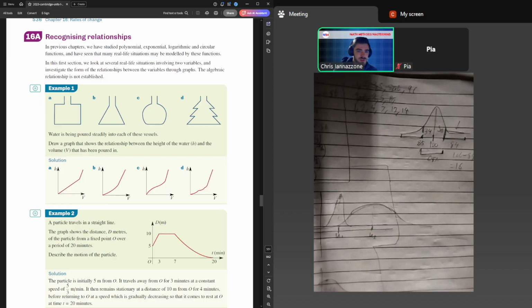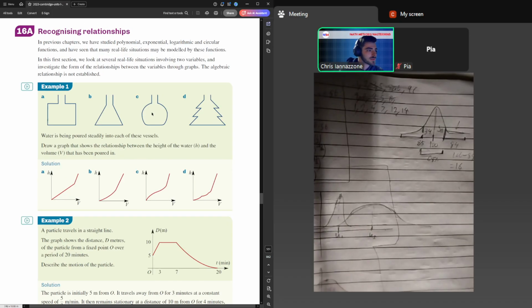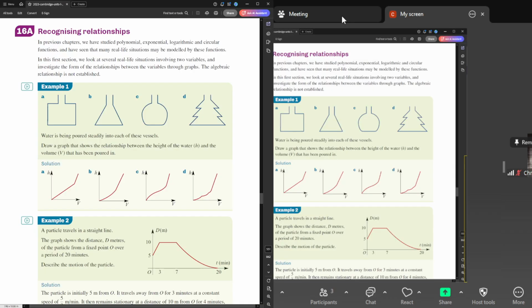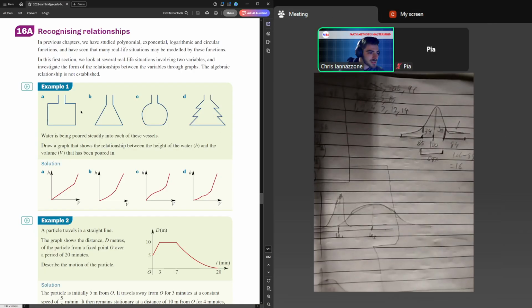So the first of those chapters is essentially just being able to identify basic rates of change. If we have a look at a screen share, one of the example sets they've given is essentially a sequence of different vessels that are holding some amount of liquid as water is being poured into them at a constant rate. That's what it means by being poured steadily. We're assuming that it's a constant rate at which the water is coming in.